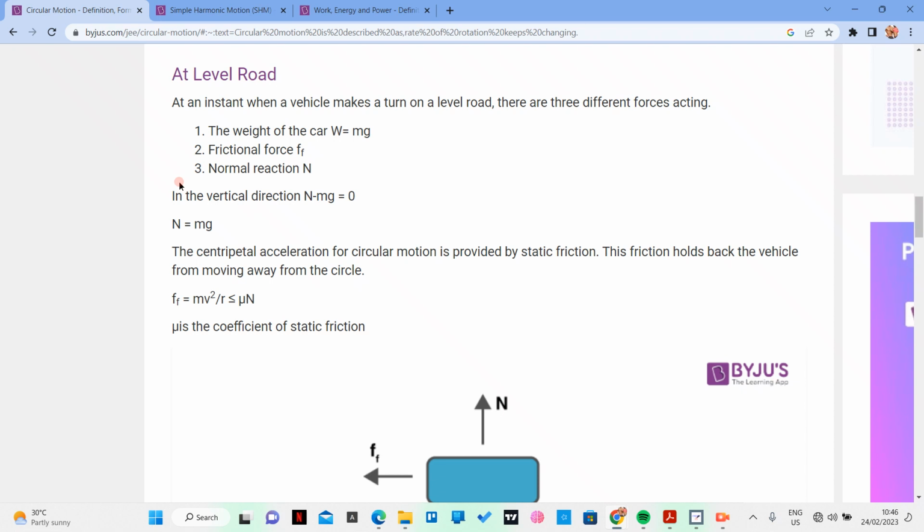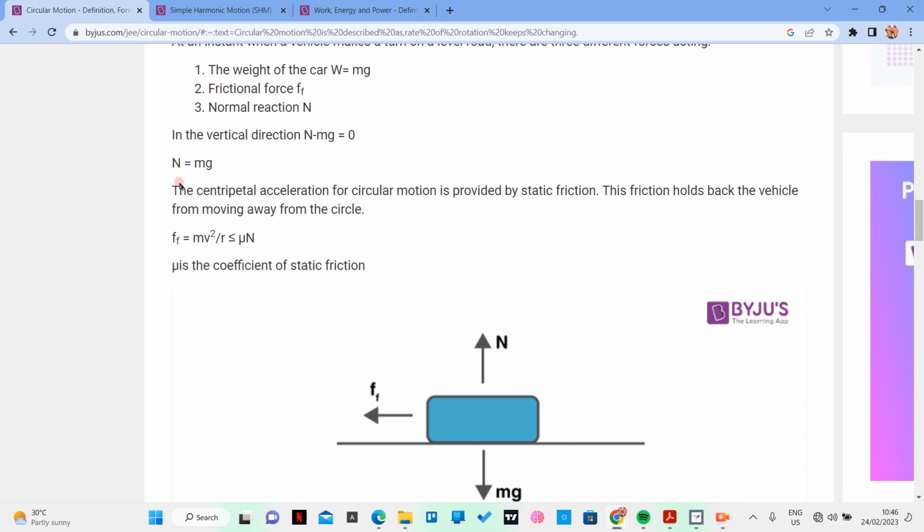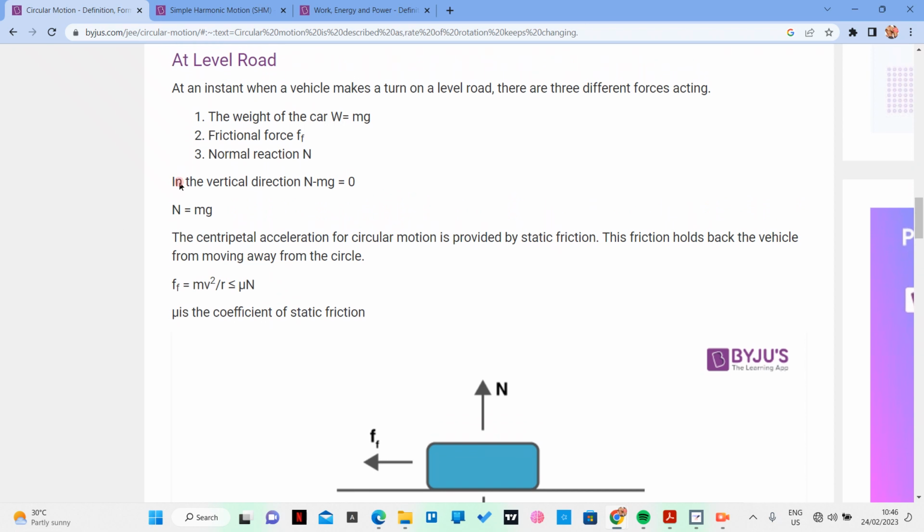There is a limit to the normal reaction, and all this is related to static conditions. That's when the object is static, you have your N to be equal to mg.